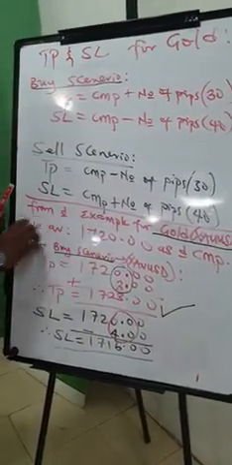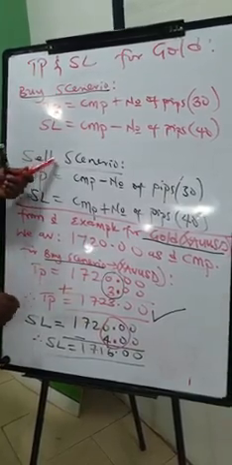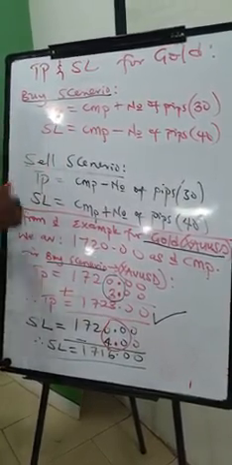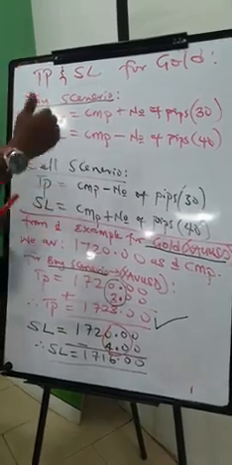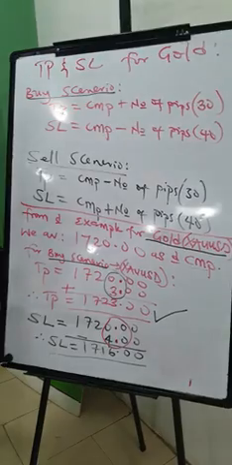We've done the buy scenario now. This is the buy scenario. So I will clean and then calculate the sell scenario, the TP and the stop loss. So whichever direction you are facing, buying gold or selling gold, you know how to calculate your stop loss and your take profit.